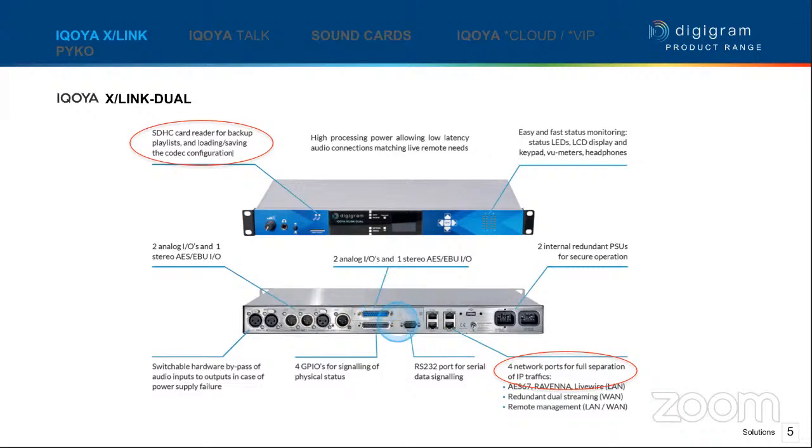And of course, the obvious connections for audio, analog, AES/EBU. On this particular model, analog, AES/EBU. We can do Ravenna and Livewire and AES67. And then we have a second set of I/O ports on the multi-pin connector, because as I said earlier, this is the dual unit. So it's got four audio inputs and outputs in all those different forms.